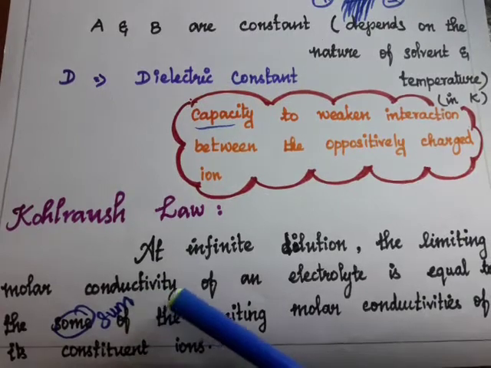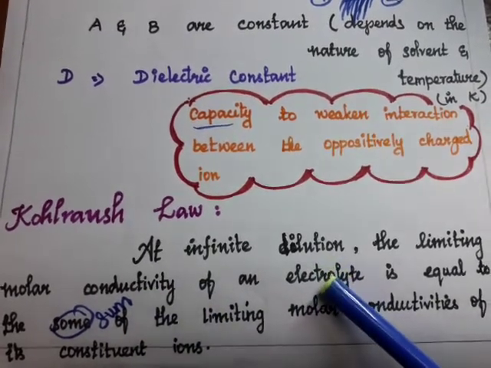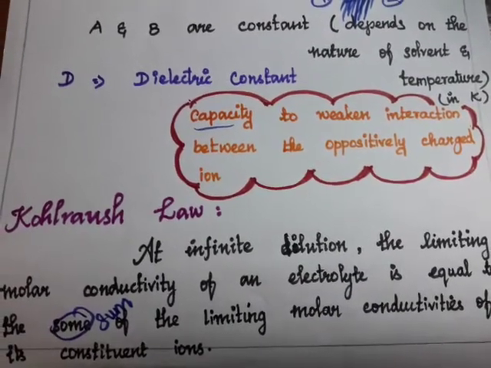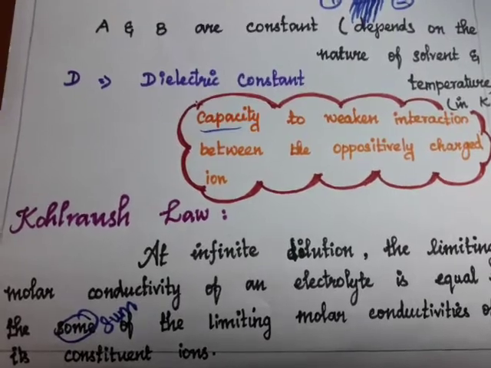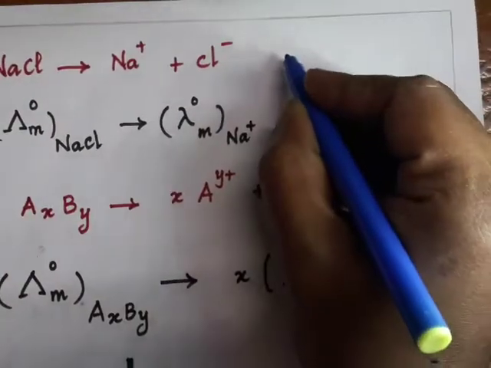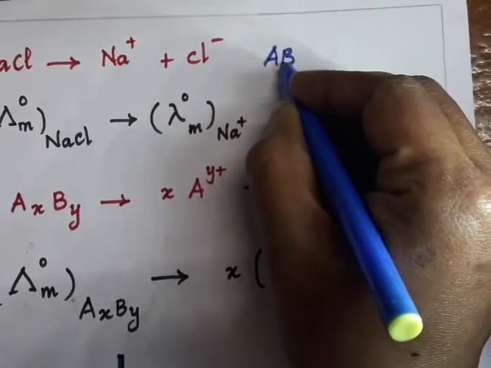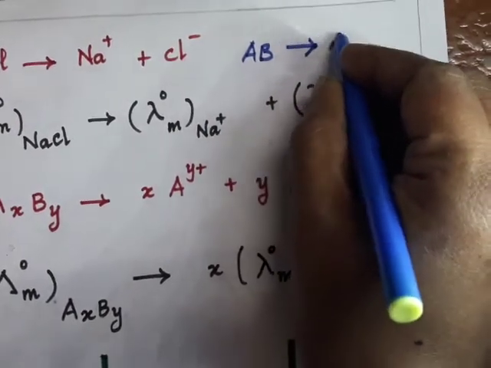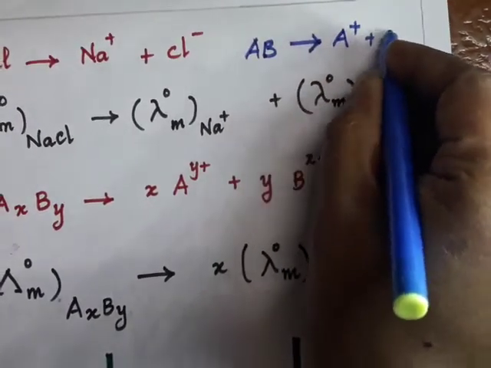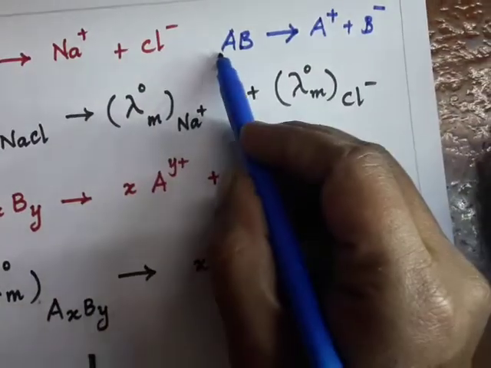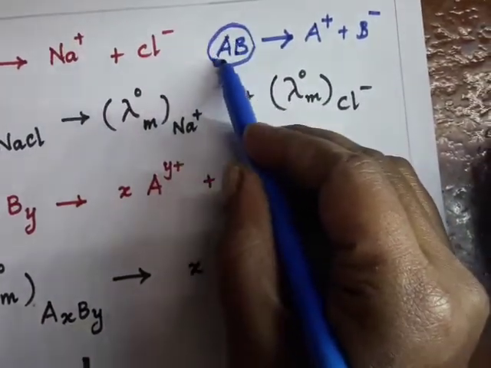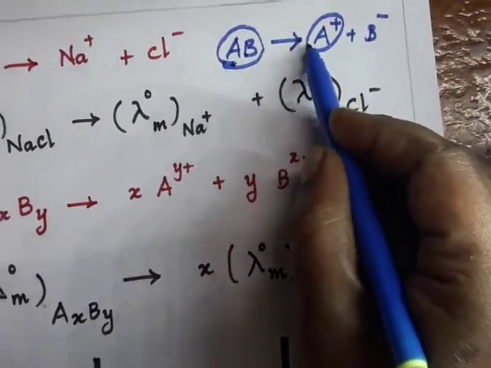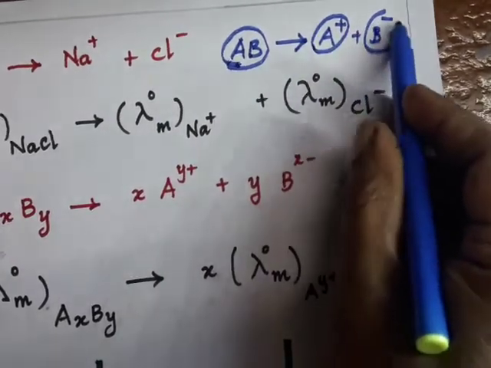So, what is the law? The molar conductivity of the electrolyte is equal to the molar conductivity of the constituent ions. Let me see the law with examples. Here I have taken the electrolyte as AB. When it is ionized, it gives its ions A plus and B minus. So the molar conductivity of the electrolyte will be equal to the molar conductivity of A plus and the molar conductivity of B minus.